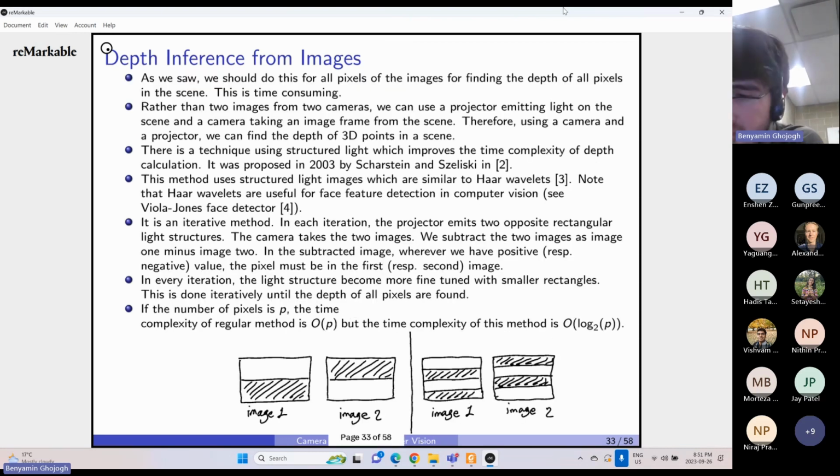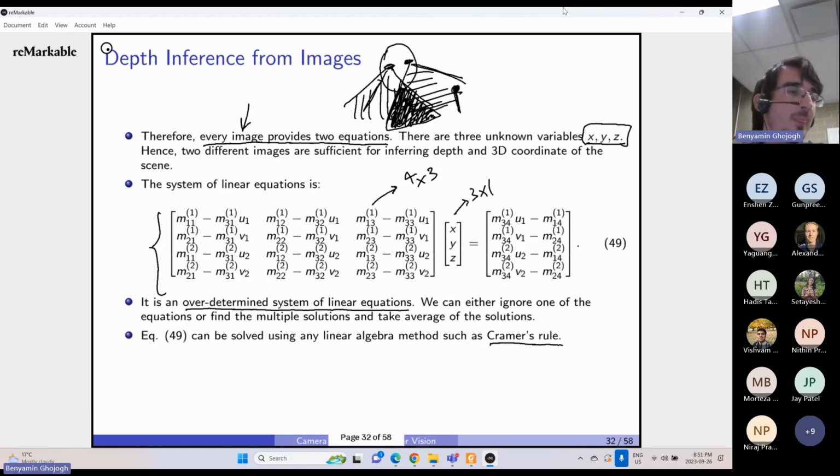Okay. Now, depth inference from images. So let's continue that. Do you agree that if I want to use this technique, if I have one point, then using two pixels in the two images, I can find out its depth?